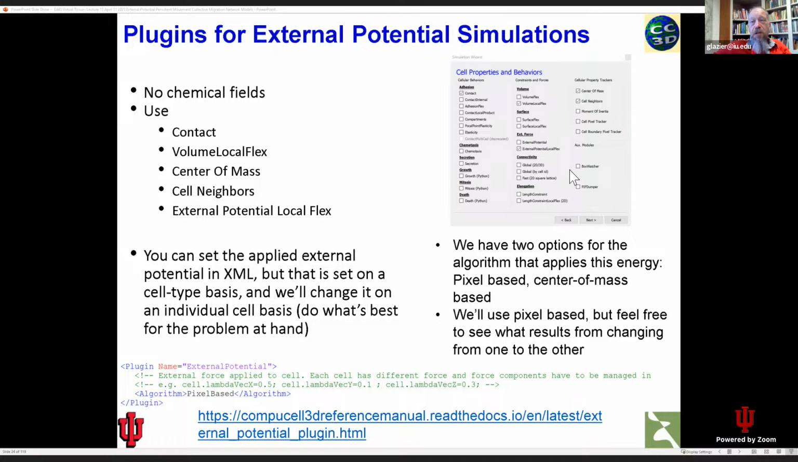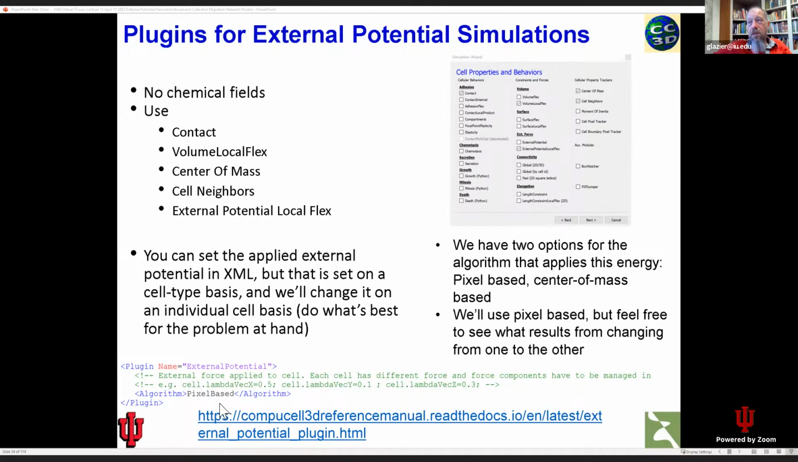As usual in Computational, you can set the external potential in the XML. But in this case, if you apply the same force to every cell, it's sort of boring. That would be like putting a gravitational potential on everything. So typically, we want to be able to vary it on a cell-by-cell basis. The one thing that we're going to keep from the external potential is this algorithm tag.